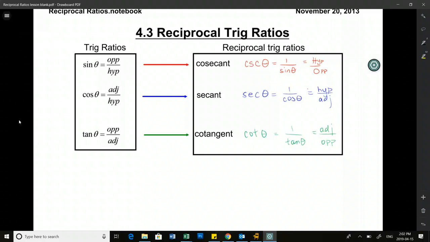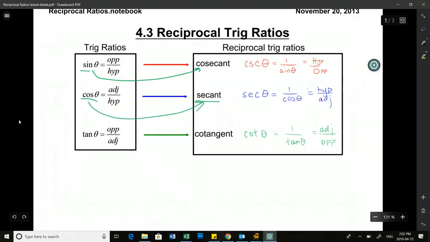A little thing that I like to make a mental note of is that a lot of people get confused because we have sine, which starts with an S, and then we have secant, but these actually don't match up, right? So sine's reciprocal is actually cosecant, and cosine starts with a C, but its reciprocal is secant. So just remember that they're opposite of what you think.